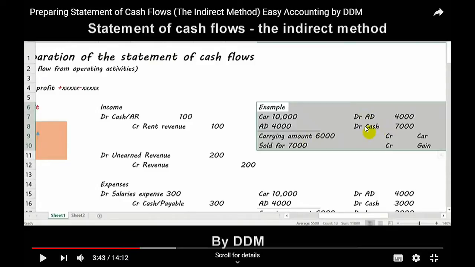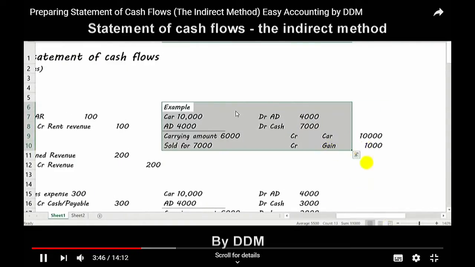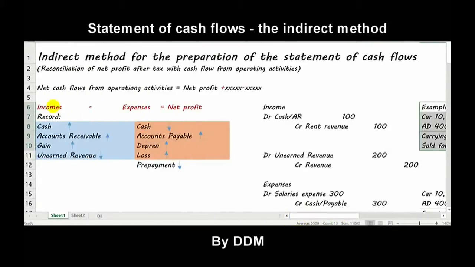Okay, let's carry on with our cash flow statement. We're talking about gain also increasing our income. Here is the journal entry. So we made a gain of $1,000 in this case, and gain increases our income. Unearned revenue, if we made some revenue from unearned revenue, that will increase our income.